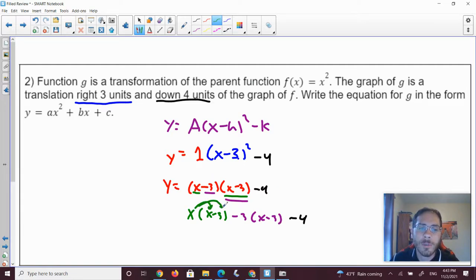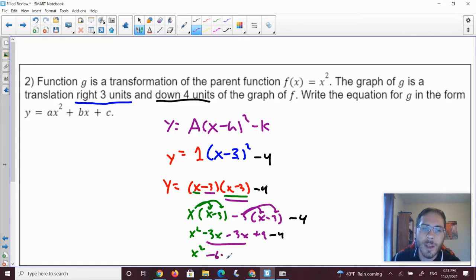And then we're going to distribute. So x times x is x squared. x times minus 3 is minus 3x. -3 times x is minus 3x. -3 times -3 is 9. And then we still have -4. Last thing to do is to combine any like terms. So we've got x squared. Minus 3x minus 3x is minus 6x. Plus 9 minus 4 is going to be plus 5. And so that'll take us to the end. So that's it. We're in the correct form.